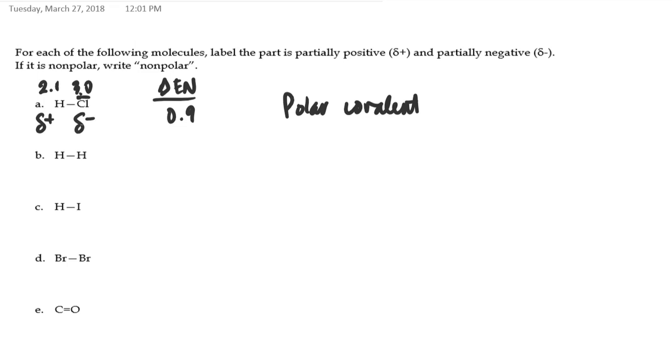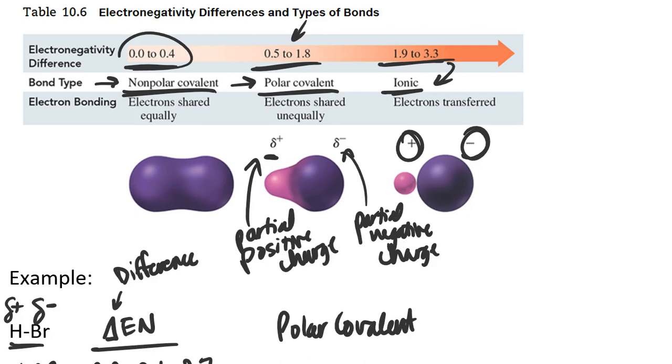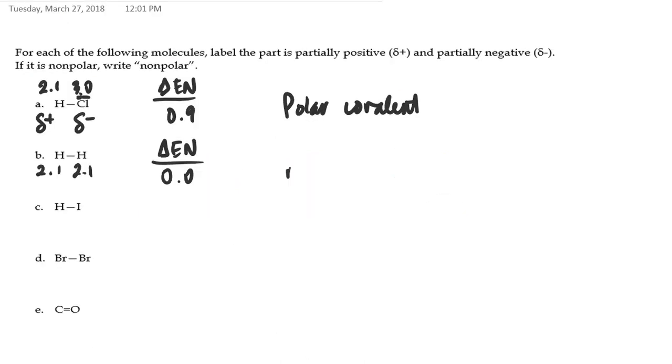If I take a look at two hydrogens bonded together, each of them would have an electronegativity of 2.1. So if I take the difference in the electronegativity, that would be an electronegativity difference of 0.0, which correlates to a nonpolar covalent bond. Okay, and if I don't have a polar covalent bond, then there are no partial negative or partial positive charges to assign. Let's take a look at hydrogen and iodine.